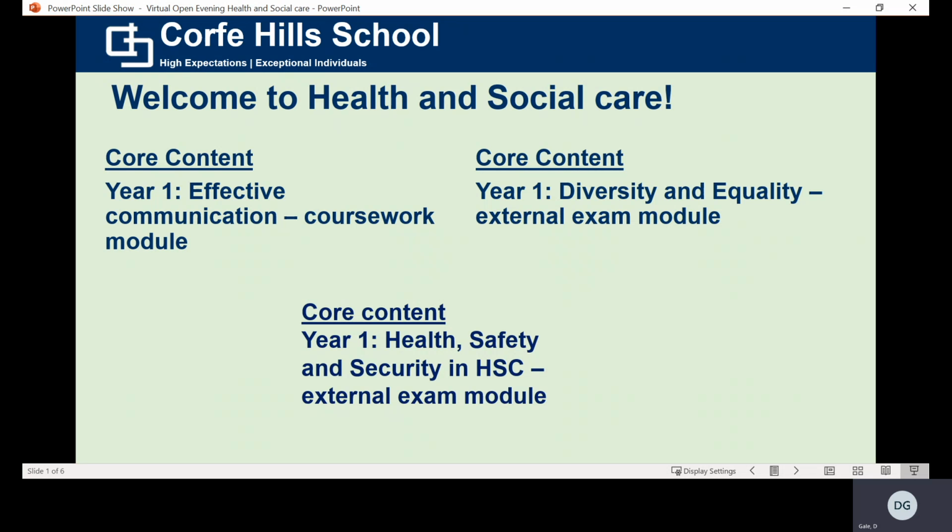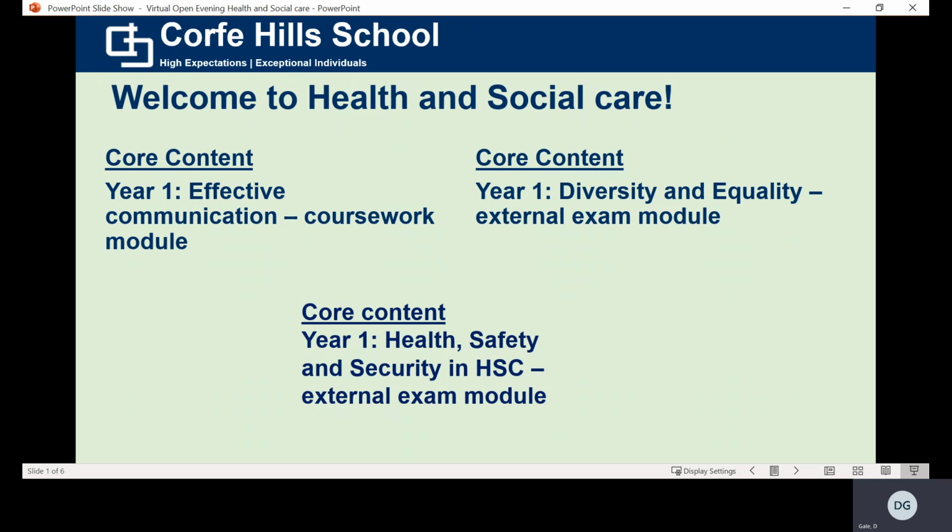The coursework module is about effective communication, where we look at building positive relationships in health and social care. We look at different types of relationships and we look at relationship contexts. We look at formal and informal contact relationships and how important they are to establishing personal, rewarding relationships. And we also look at different types of communication, such as written and non-verbal.